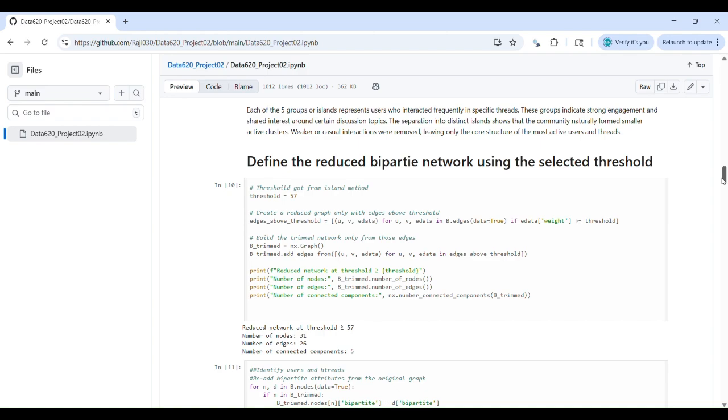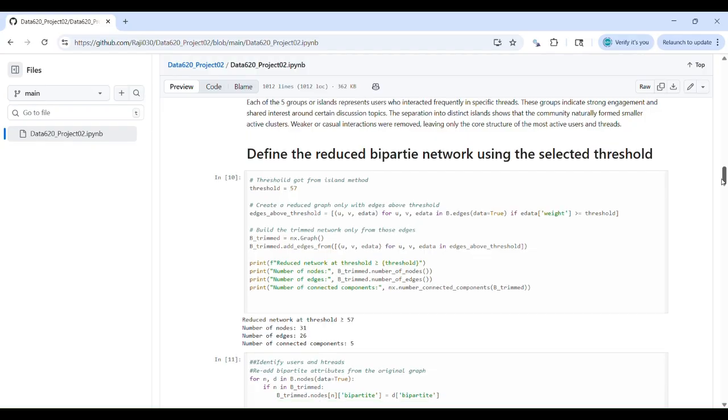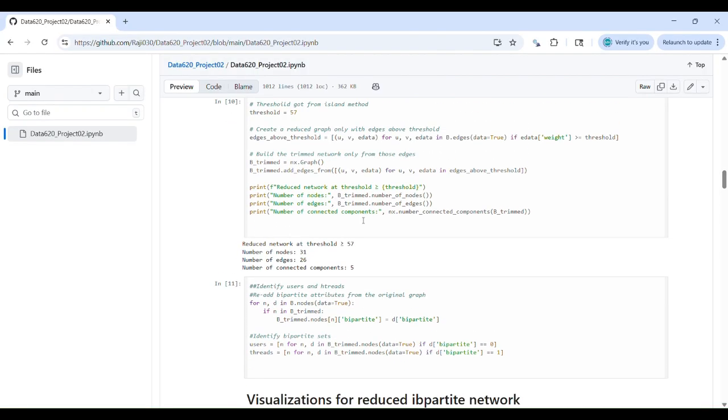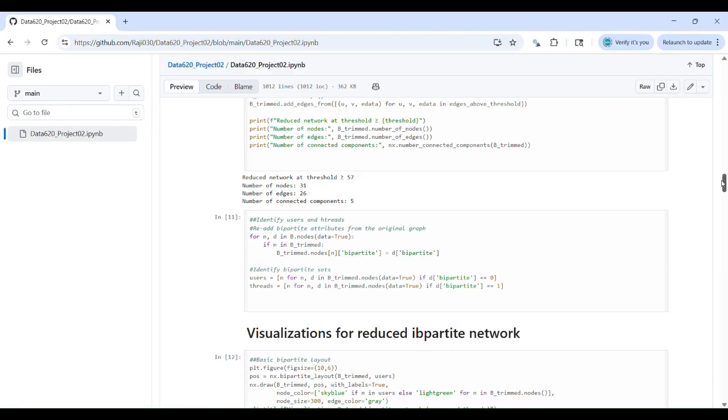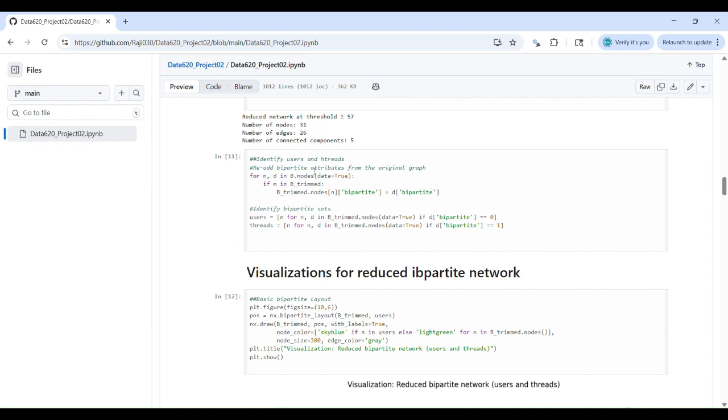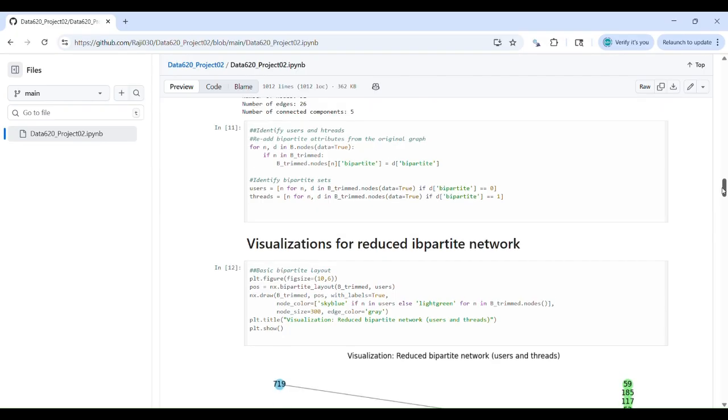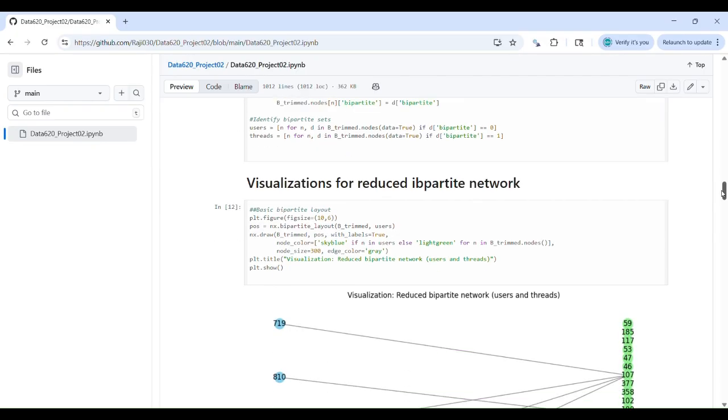And then we define the reduced bipartite network using the selected threshold. So here is our reduced network at the defined threshold of 57. Again, we see the number of nodes here is 31, the number of edges is 26, and the number of connected components is 5. That means there are 5 groups or islands in this network. Then we identified the users and threads for the reduced bipartite network, and then we visualized the reduced bipartite network.